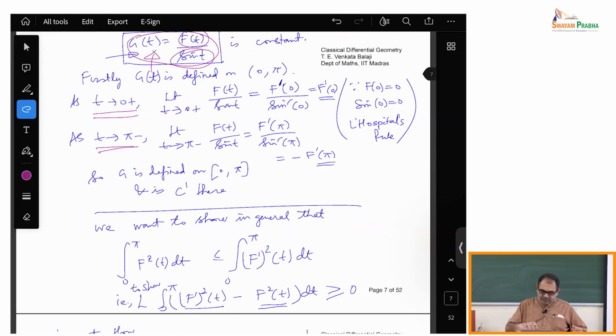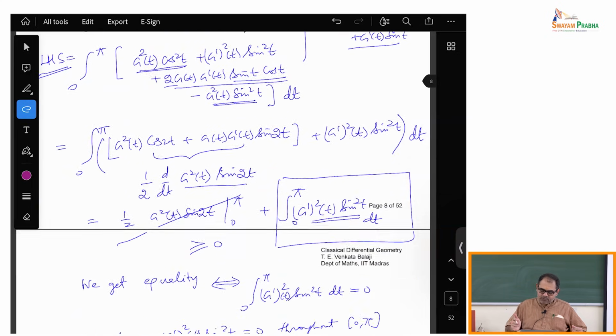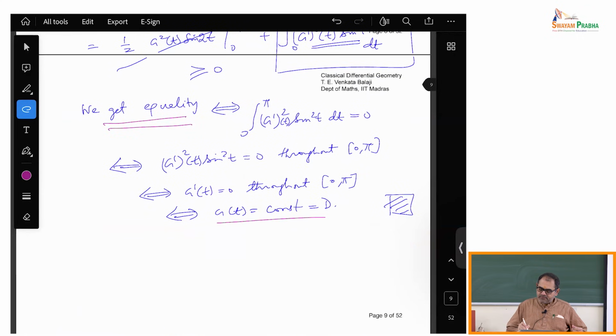So finally we were able to show that the inequality holds, and the equality happens if and only if g is a constant, which is equivalent, of course, g is f of t by sine t, and that is equal to d. So f of t equal to d sine t is the case when you get the equality. Okay, so this is the Wirtinger inequality.